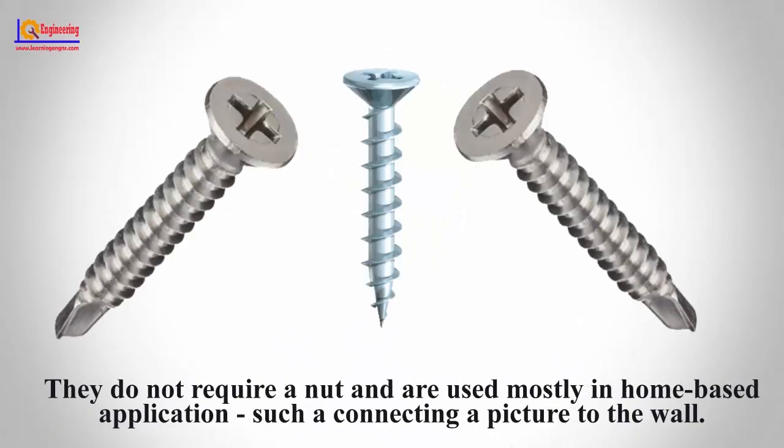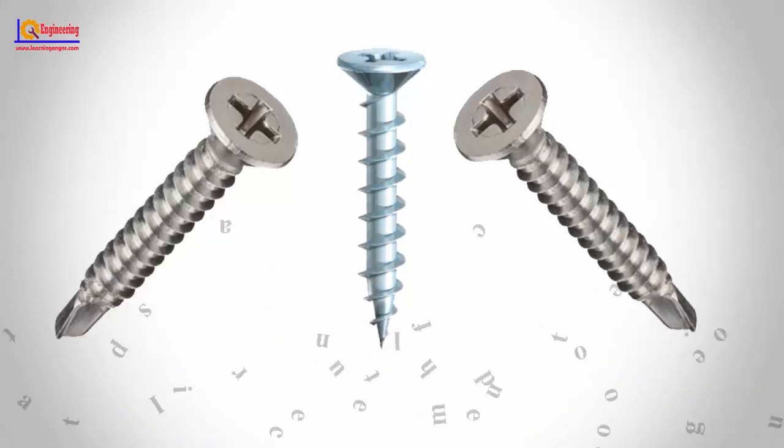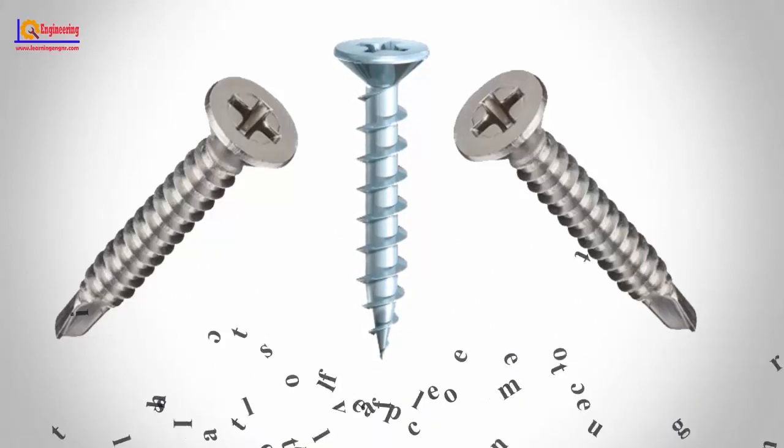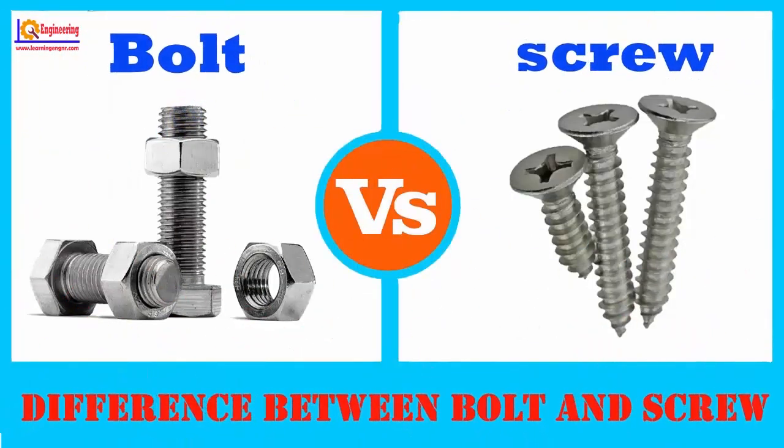They do not require a nut and are used mostly in home-based applications, such as hanging a picture on the wall. It is actually the simplest example of converting torque into linear force. In this video, I am going to show you some differences between bolt and screw.